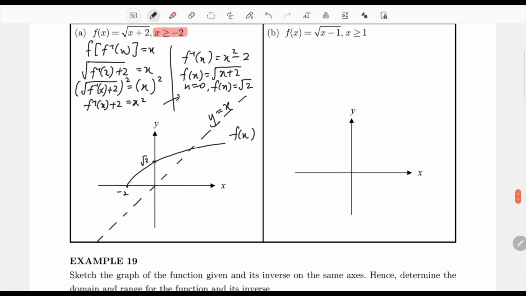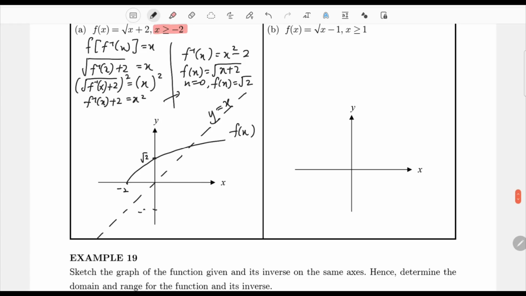So let's sketch your f inverse. So similarly, this is your negative 2. And here will be your surd 2. Okay, so this is your f inverse. Don't forget to label your curve. So this is your origin. So next will be domain of f equal to range of f inverse, which is negative 2 to infinity. So range of f equal to domain of f inverse, which is 0 to infinity.